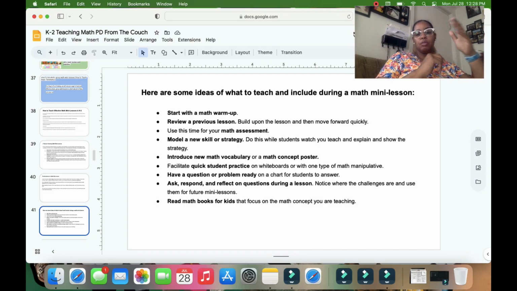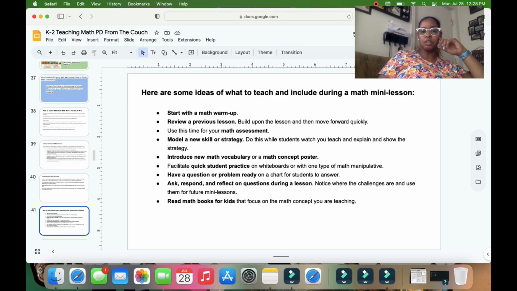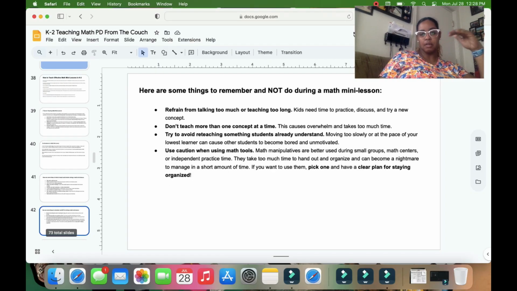And then introduce new math vocabulary and a math concept poster, either or, and then facilitate quick student practice on whiteboards or with one type of math manipulative. Have a question or problem ready for them on a chart or something to answer. Ask, respond, and reflect on questions during a math lesson, and just notice where the challenges are, and then read math books for kids that focus on math concepts while you teach.